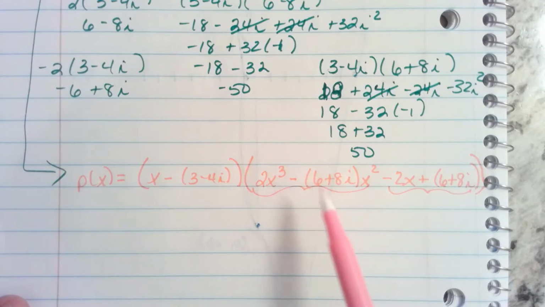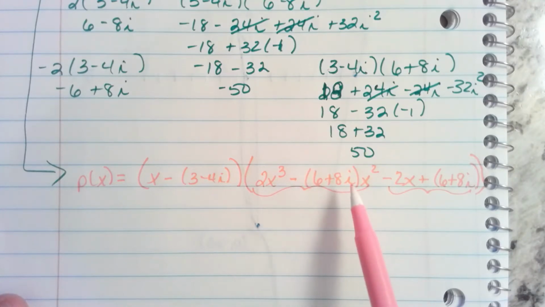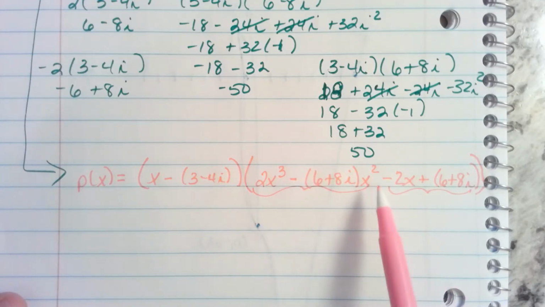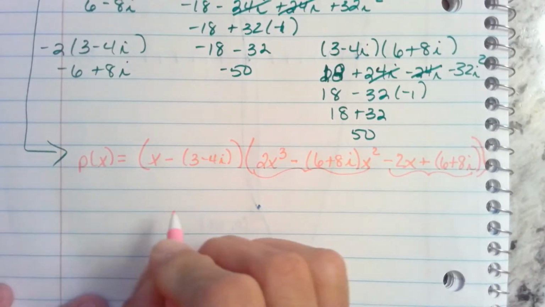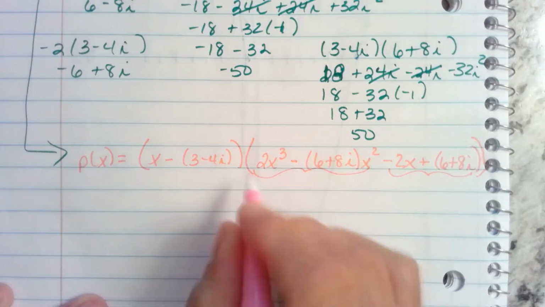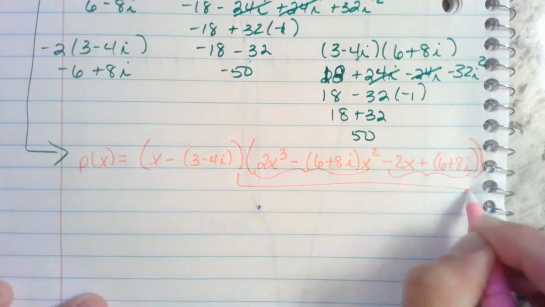Then you could put this term, all of this, the minus 6 plus 8i x squared, you could put this over here. So you could switch the two in the middle. I might show you that one as well if we have time at the end of the video. Okay, so if we factor it as it is, we're just working on this part right here. Nothing else, just this.